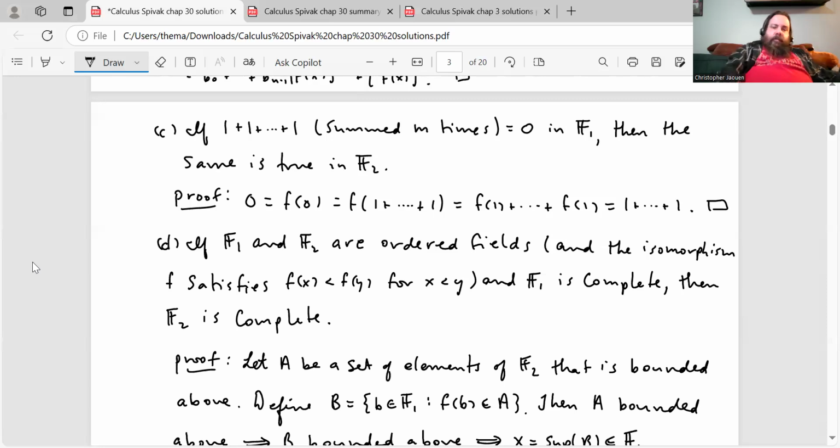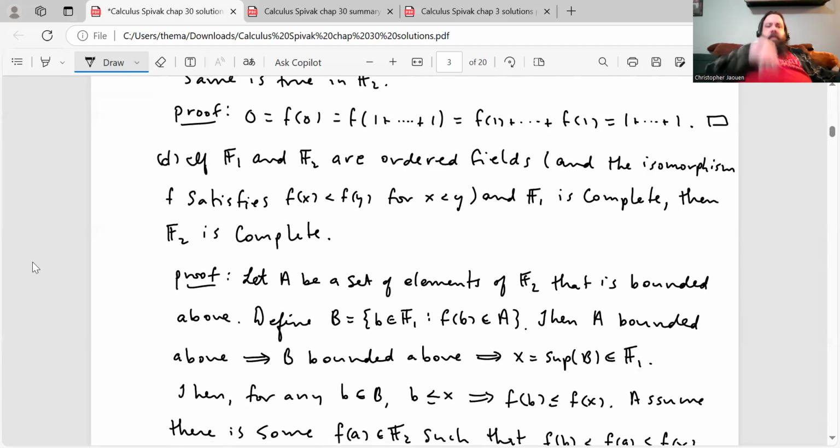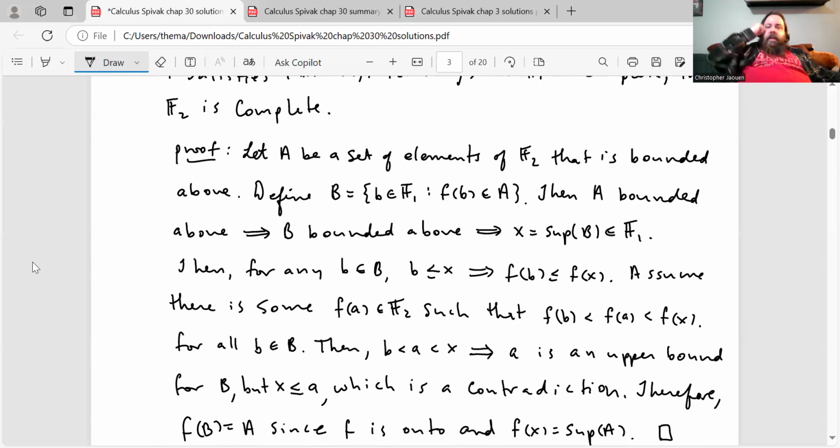So that works. And then part D: if F1 and F2 are ordered fields and the isomorphism f satisfies f of x less than f of y for x less than y, and F1 is complete, then F2 is complete. All right, so here's my proof. Let A be a set of elements of F2 that is bounded above. Then define the set B to be the set of all b in F1 such that f of b is in the set A. Then A bounded above implies B bounded above, which implies that x equals sup B is an element of F1.